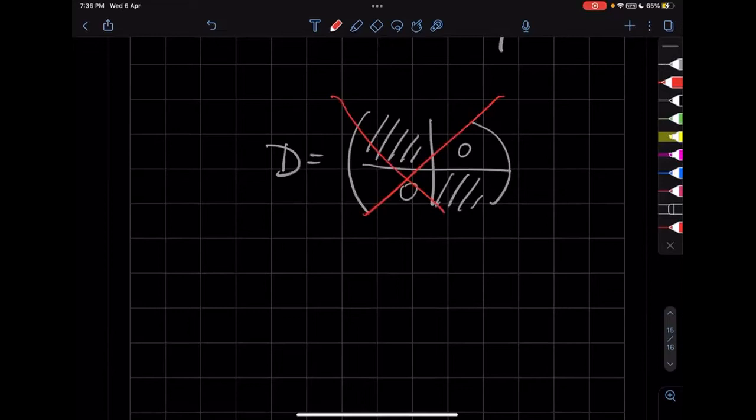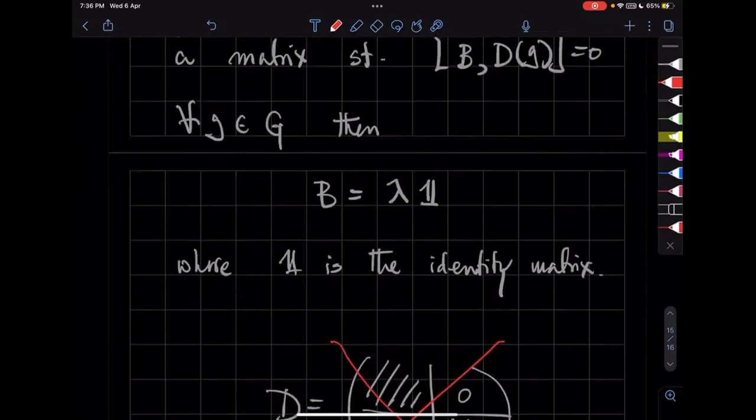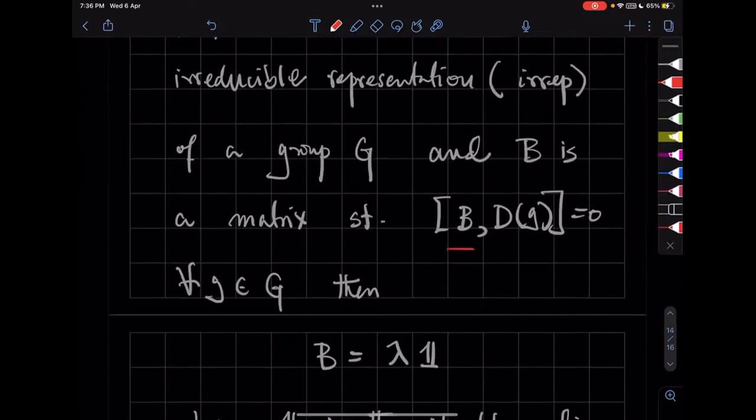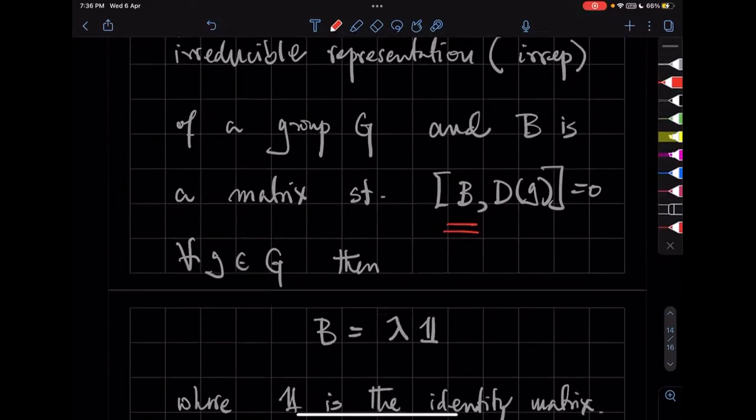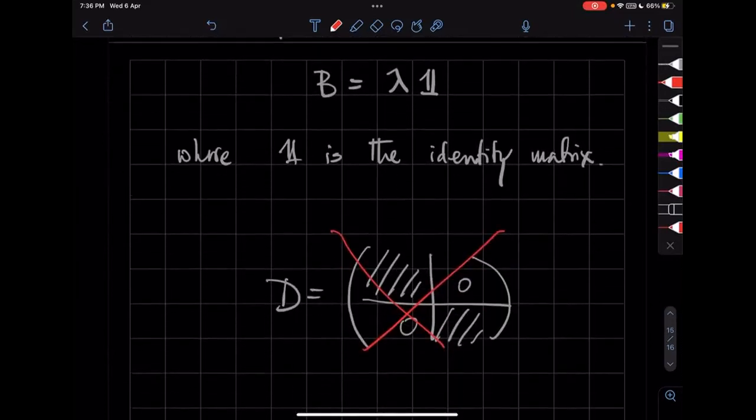Now, if there exists another matrix B such that it commutes with all the elements of the representation, then B must be proportional to the identity matrix. And often it turns out this constant of proportionality is a very important mathematical or physical quantity.